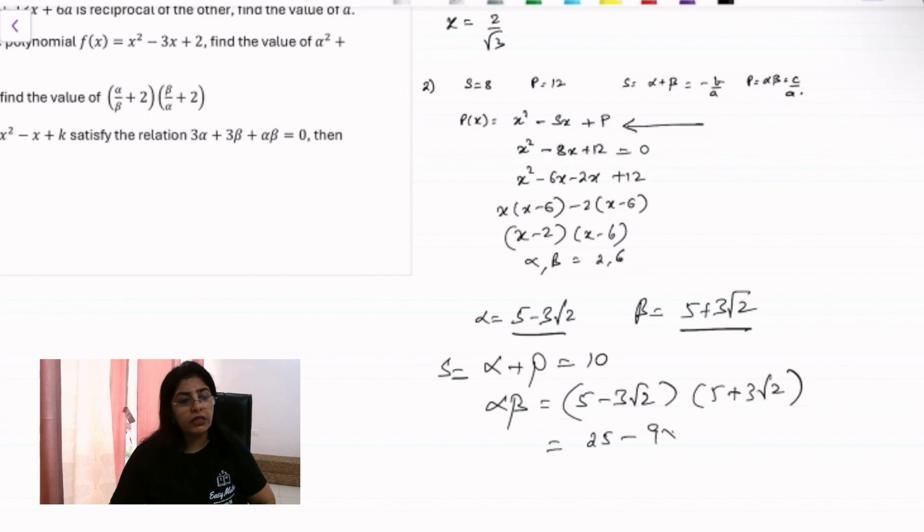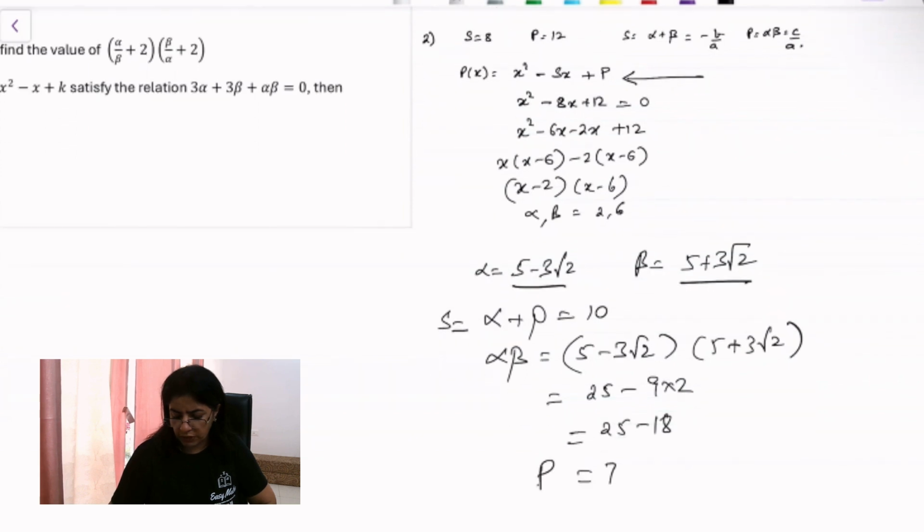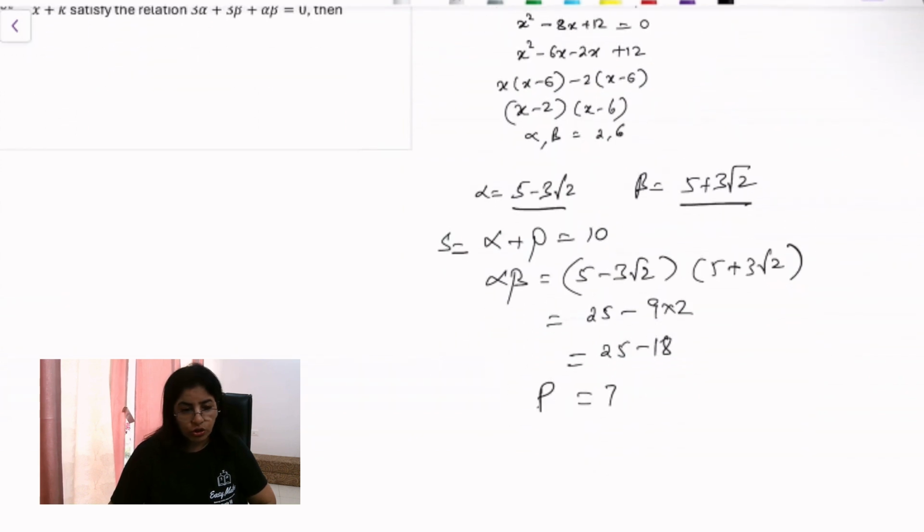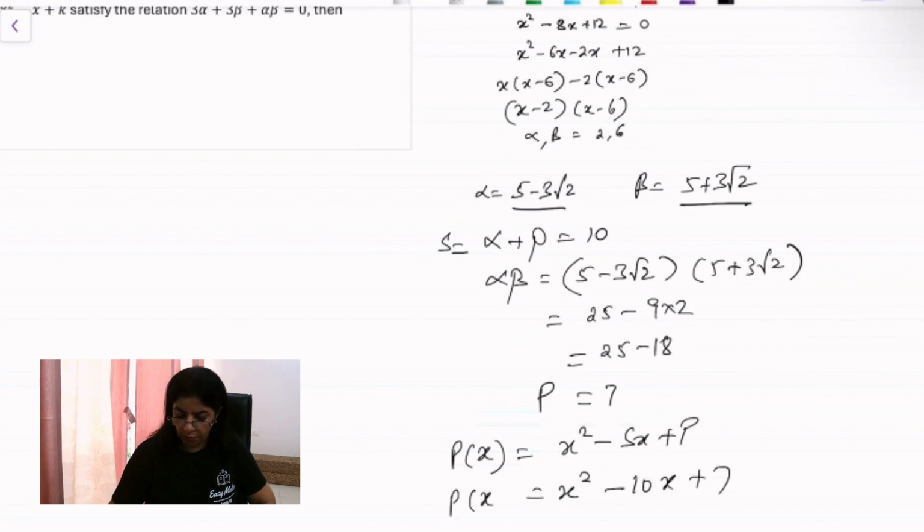Using the identity a minus b and a plus b, we say 25 minus 9 into 2, that is 25 minus 18, that is 7. So we get the product and we get the sum. Now if we have s and p with us, we can directly make the polynomial as x square minus sx plus p, which is x square minus 10x plus 7. This is our required polynomial.